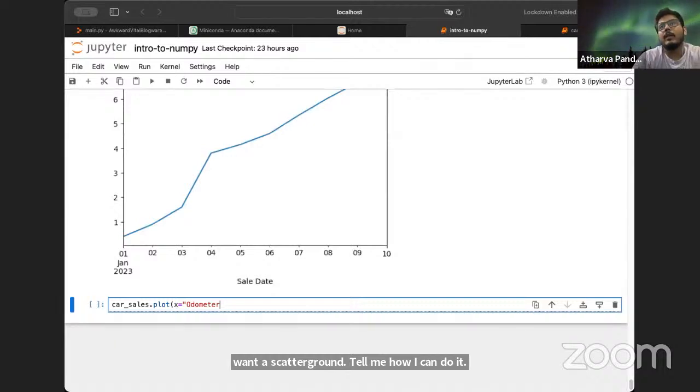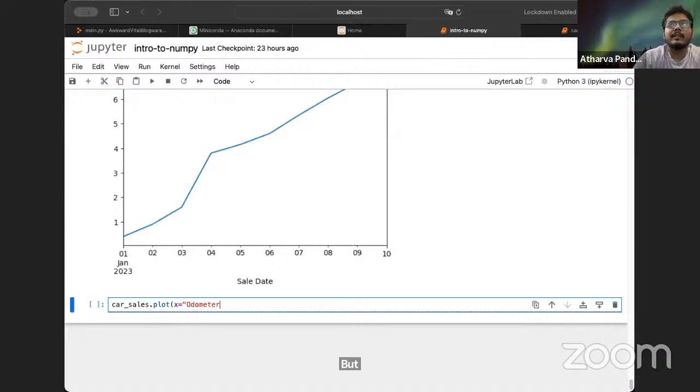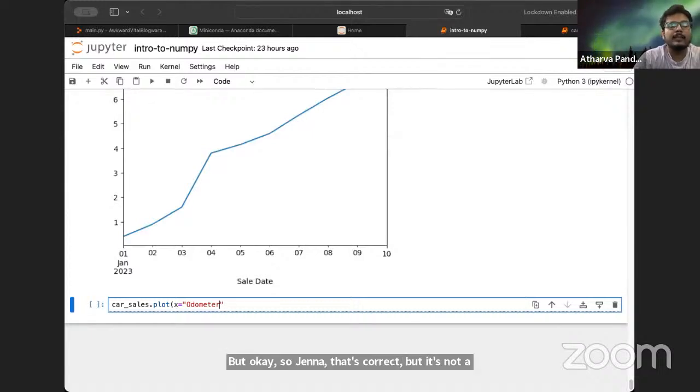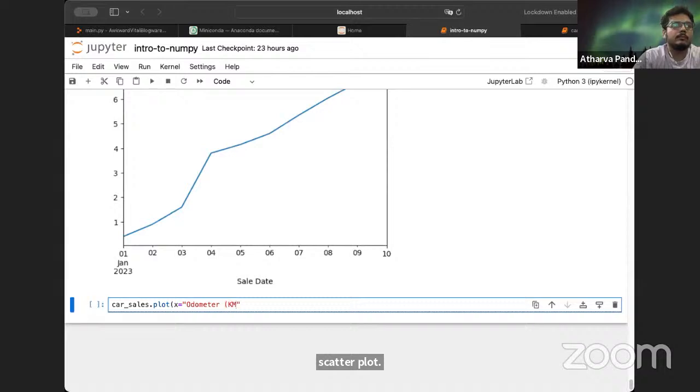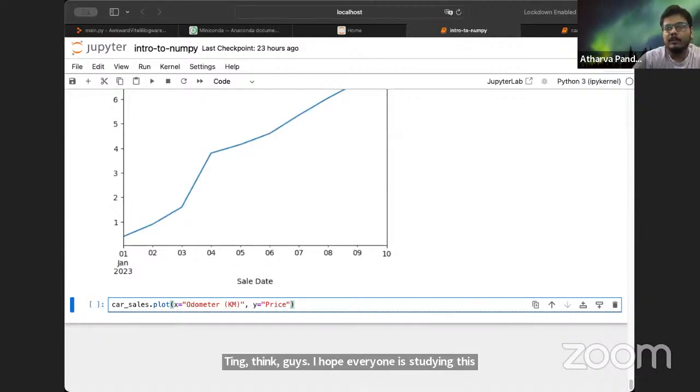But okay. So Janya, that's correct, but it's not a scatter plot. I said I want a scatter plot. What you said, it's basically a line graph. Think, guys. I hope everyone is studying this because you guys want to get a job in this at some point.